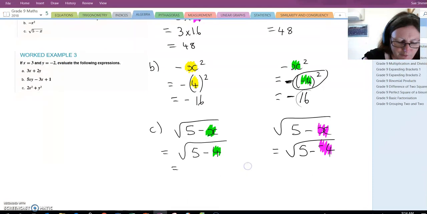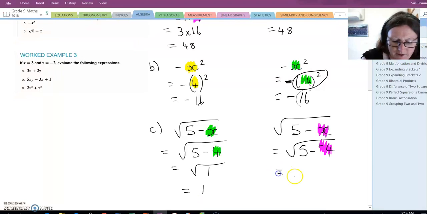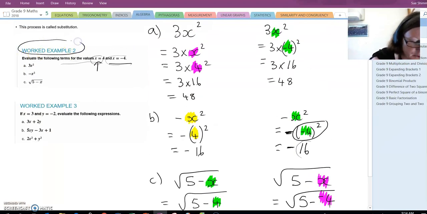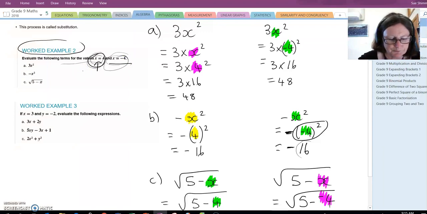So the first one, the square root of 5 subtract 4. 5 subtract 4 is 1, and the square root of 1 is 1. In this one, it's the square root of 5 subtract negative 4. So 5 subtract negative 4 is 5 plus 4. That's the square root of 9, which is 3. So in this worked example, in the first instance for each example, x is 4. In the second instance for each example, we've substituted in x is negative 4.